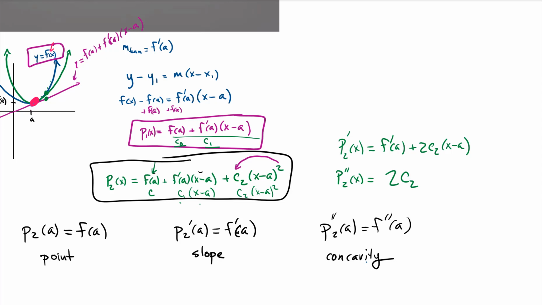And we get P sub 2 double prime at some x. I'm writing it at x. I should have been writing it at a. That's my bad. Why am I writing this at x? Oh yeah, it's called muscle memory. Come on, you can do this. It's the concavity at that point.